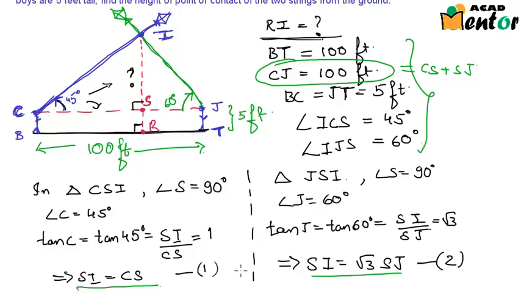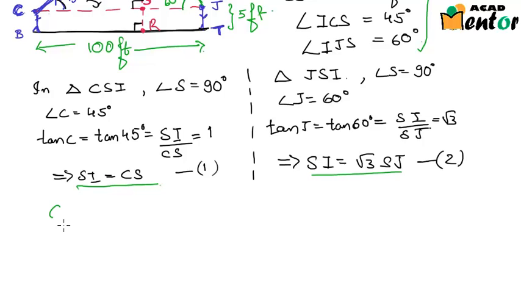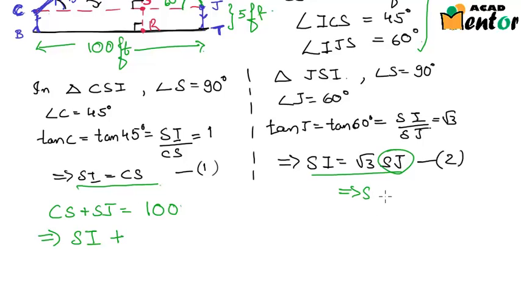So can we use that along with equations 1 and 2 and find out the value of SI? Let's see. So we have a third relationship which says CS plus SJ equal to 100. Now if we put the values of CS and SJ from equations 1 and 2, we would have CS is equal to SI, plus SJ would be equal to SI by root 3. So if I put that value, I would have SI plus SI by root 3 is equal to 100.